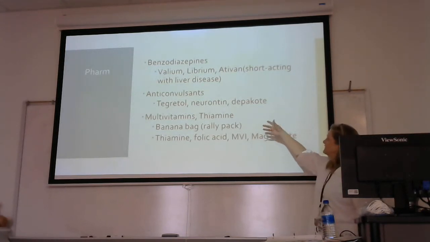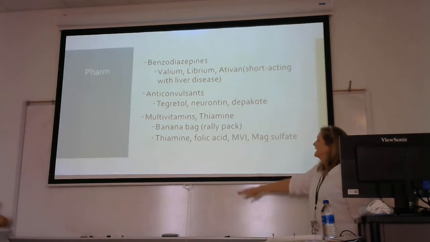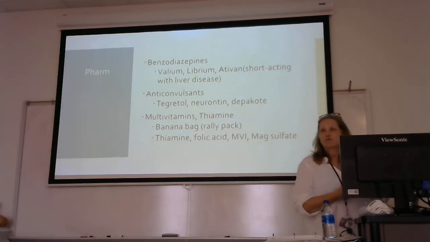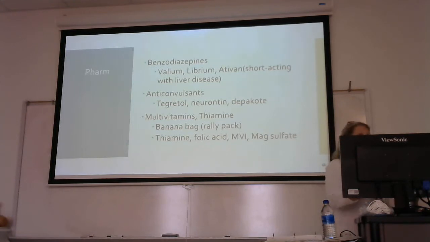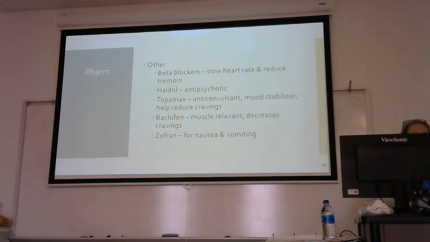Anticonvulsants, multivitamins, thiamine. We talked about these banana bags. It's that yellow bag that you've probably all hung, maybe didn't realize. It's full of vitamins and good stuff. We don't just give it to alcoholics. We give it to patients with big wounds that are trying to heal or that are not progressing and need a little extra nutrition. Other things are, again, treating symptoms: slowing the heart rate, antiarrhythmics, antipsychotics, anticonvulsants, things to decrease cravings. Y'all know these drugs.